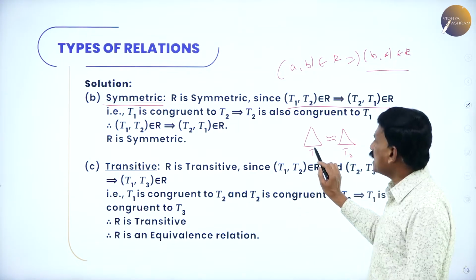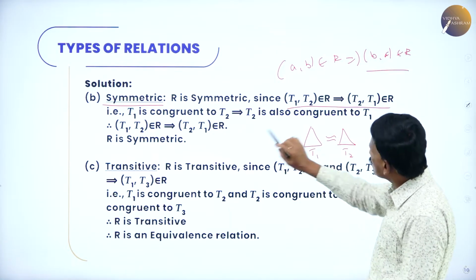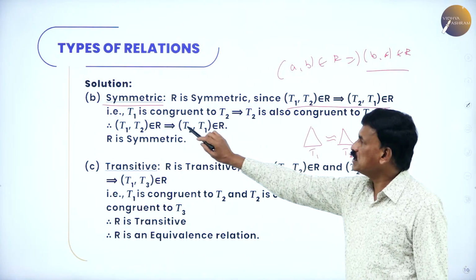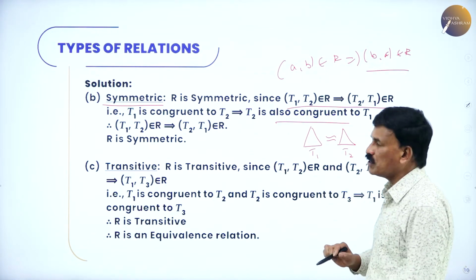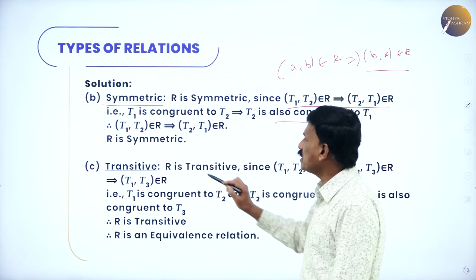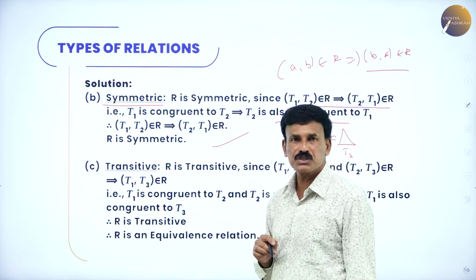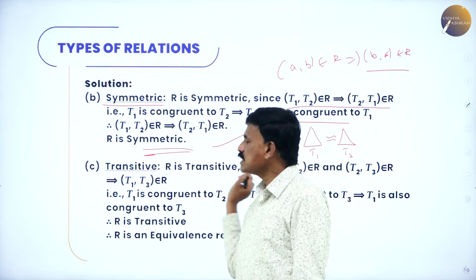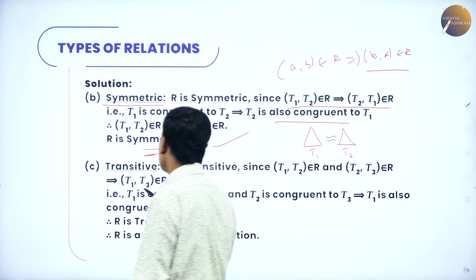That is, triangle T1 is congruent to T2 implies triangle T2 is also congruent to T1. That means (T1, T2) belongs to R implies (T2, T1) also belongs to R. So therefore R is symmetric. Okay. Now let us come to the third, the transitive property.